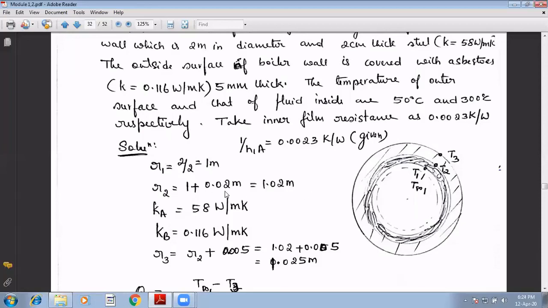Then R2 will be 1.02. What is R3? R2 plus the thickness of 5 mm, so 1.02 plus 0.005 is 1.025. That is R3. The thermal conductivity is given for this layer as well as this layer. This is 58, given in the problem, and this layer is 0.116.